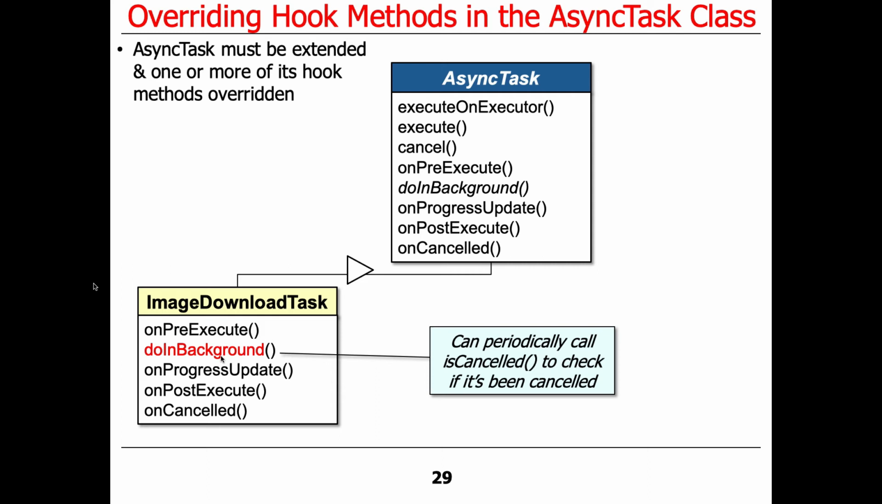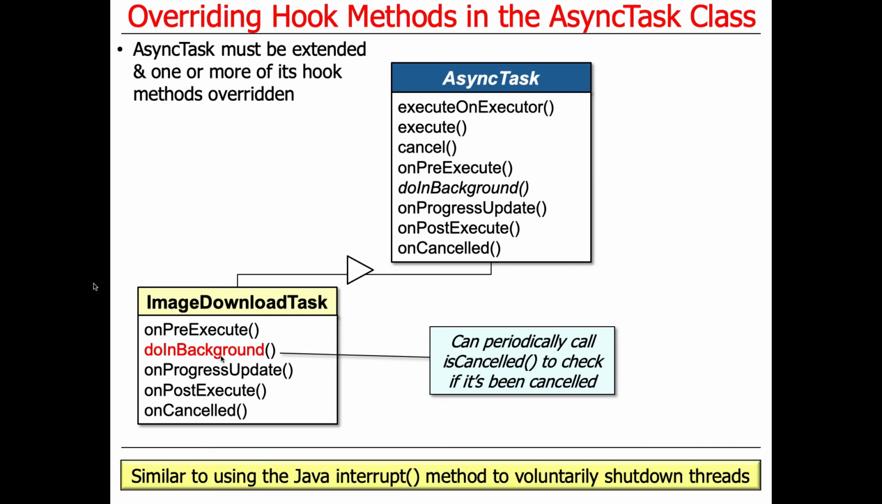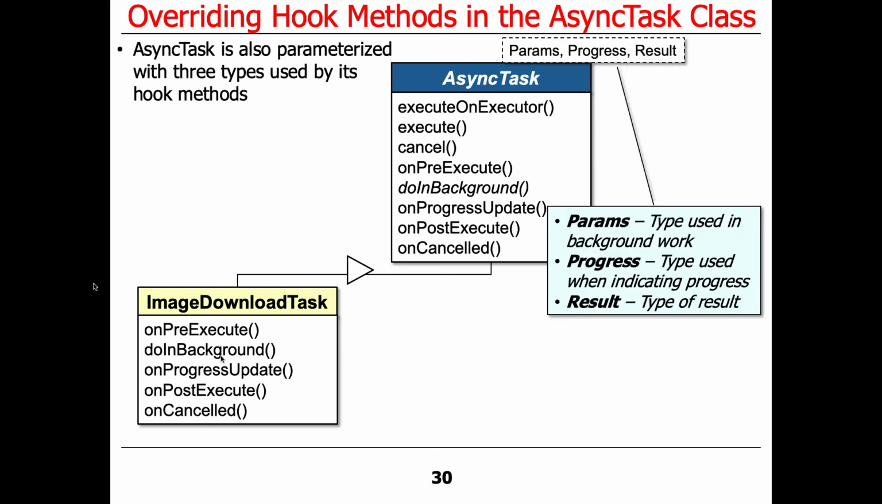And what you should do when you write doInBackground is, as with normal threads, as we discussed, in your doInBackground method, you should periodically check to see if you've been canceled. So there's a method called isCanceled that can be used to check to see if you've been canceled. And if you've been canceled, you should go ahead and shut down, which makes sense. So this is very similar to using the Java interrupt method, and I think under the hood it probably uses that.